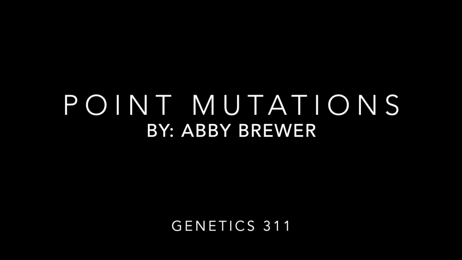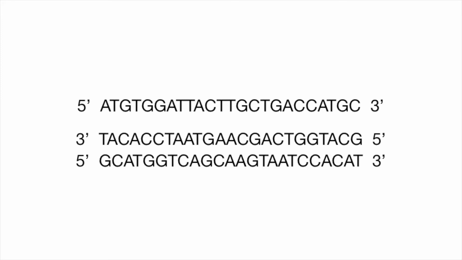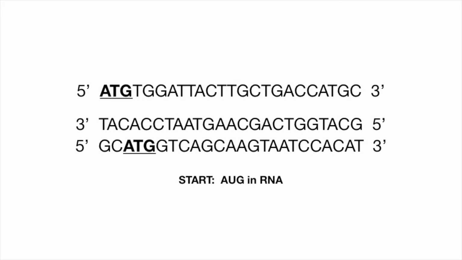In this video, we are going to be talking about point mutations. We were given this DNA sequence and we have to figure out which is the template strand and which is the coding strand. The start codon is ATG. By flipping the bottom strand to read 5' to 3', we can see that it also has an ATG start codon. The coding strand will have a stop codon 4 amino acids down from the start codon.